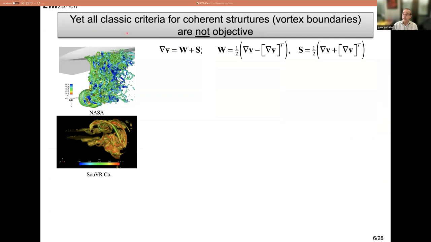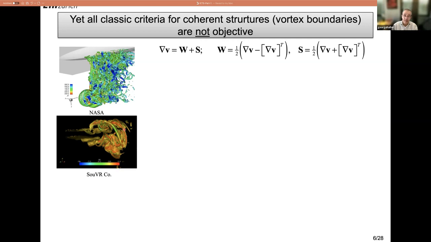Yet, and here's the big however, all classic criteria that are currently used in most fluid dynamics articles for finding barriers or structures or coherent structures are not objective. They don't conform to these requirements. So these fantastic pictures that various codes will produce for you, or the pictures that you see at most meetings, however intriguing they are, and however intuitive they are by now, because people are using the same tools to visualize the same flows, okay?